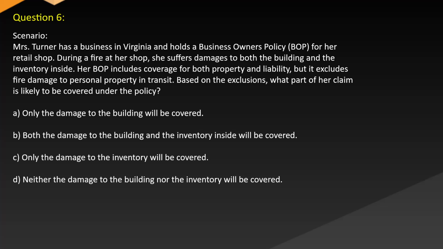Question 6. Scenario: Mrs. Turner has a business in Virginia and holds a business owner's policy (BOP) for a retail shop. During a fire at her shop, she suffers damages to both the building and the inventory inside. Her BOP includes coverage for both property and liability, but it excludes fire damage to personal property in transit. Based on the exclusions, what part of her claim is likely to be covered under the policy?